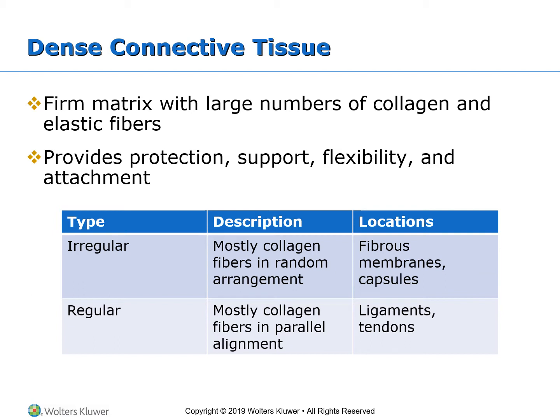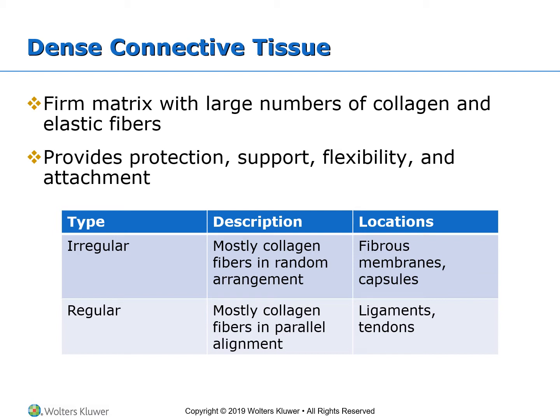When we analyze the structure of the dense connective tissue, we have two types. One is called irregular, where mostly the fibers will be in a random arrangement. We find that in membranes and in capsules and in all those organs that do not have a very regular type of structure, and the fibers need to intertwine and place themselves in different directions in order to cover the whole surface.